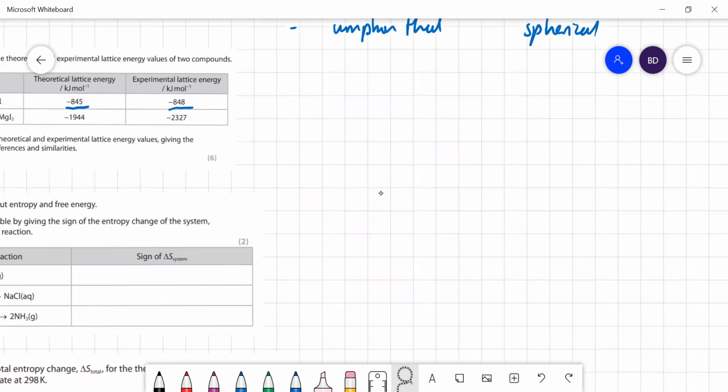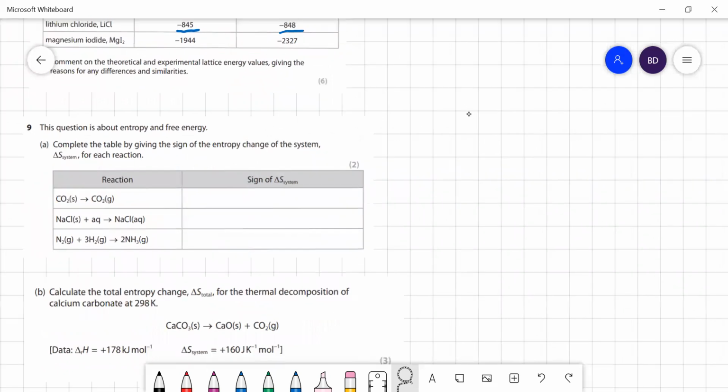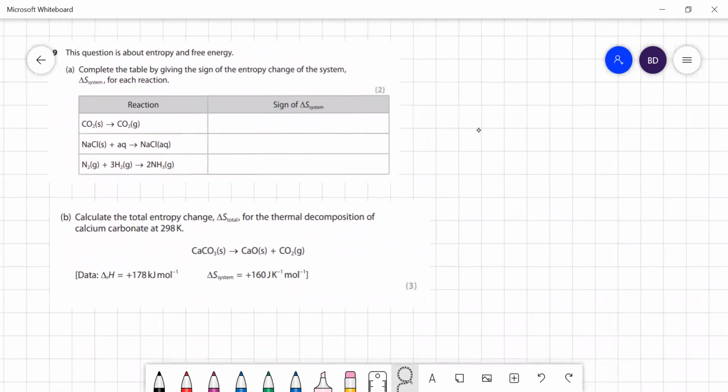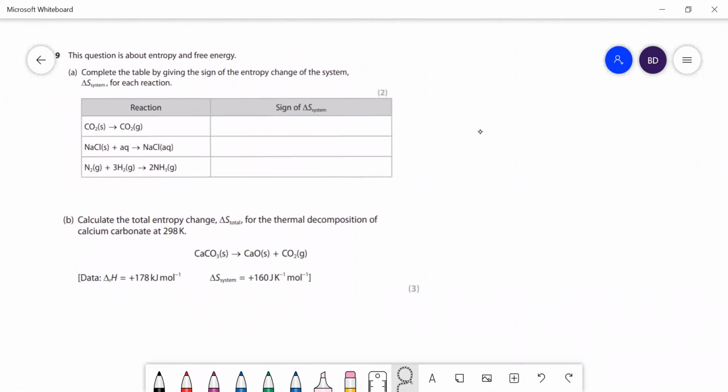Right, the next question then is about entropy, number 9, and free energy. Complete the table giving the sign of the entropy change of the system. Okay, the entropy. Right, so we can see with this one, we're going from a highly ordered solid to a gas. So it's definitely going to be an increase in entropy, so it's going to be positive.